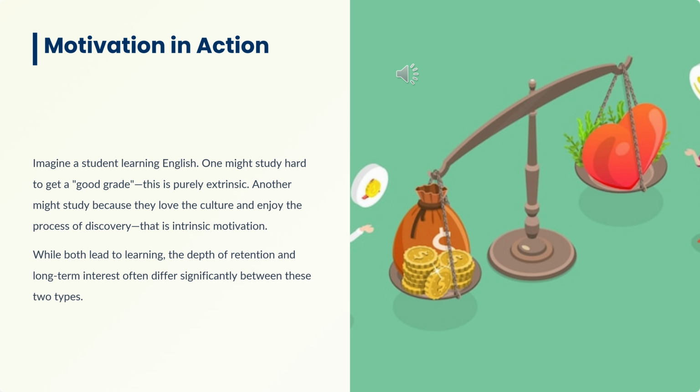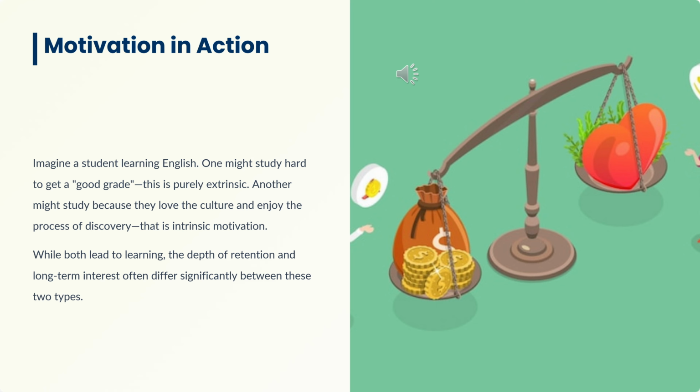One student studies English in order to obtain a good grade, another studies because of genuine interest in the language and culture. In both cases, learning takes place, yet the depth of involvement and the durability of educational outcomes are not necessarily the same. This comparison is important because it reminds us that the same visible behavior may be supported by very different inner motives.